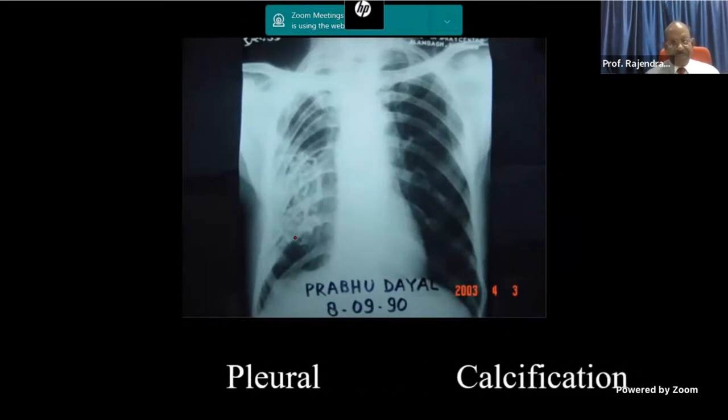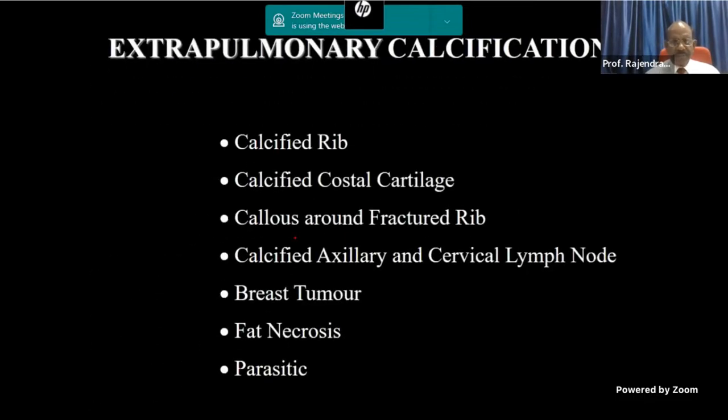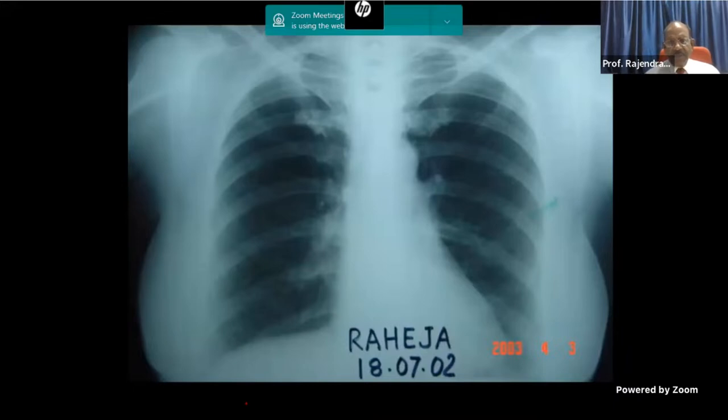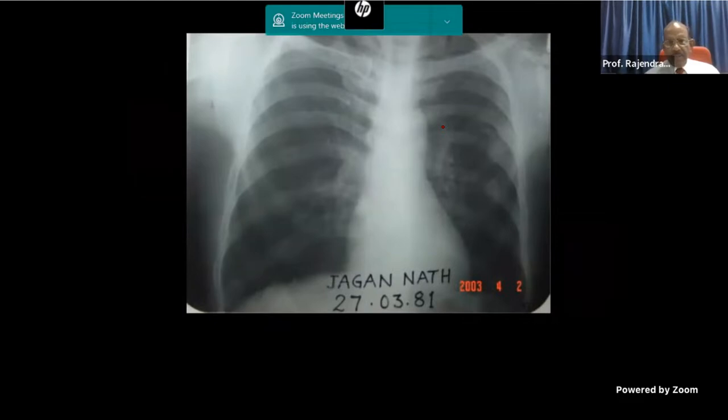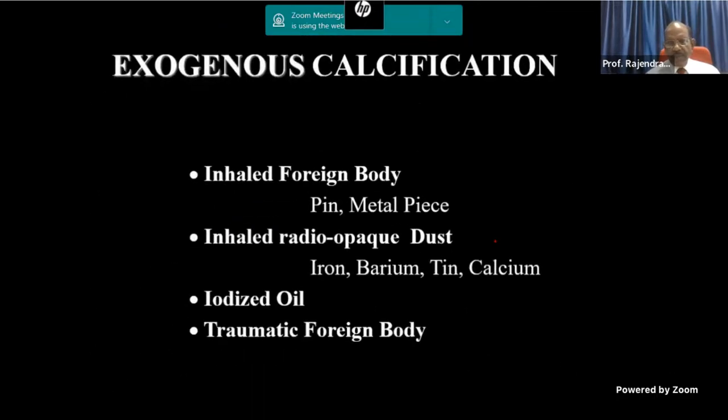This is again an example of pleural plaques, pleural calcification. There must be an old history of empyema. Sometimes there is extrathoracic, extrapulmonary calcification; even ribs may calcify, costal cartilage may calcify, or callus formation around ribs may be there. Breast tumor may calcify. Here the first costal cartilage, both ribs, have been calcified. Sometimes people confuse this with tuberculosis. Then you see multiple calcified shadows around the ribs, and that was callus formation. On detailed history, he had sustained a severe trauma during childhood. That may be the reason for this old one.